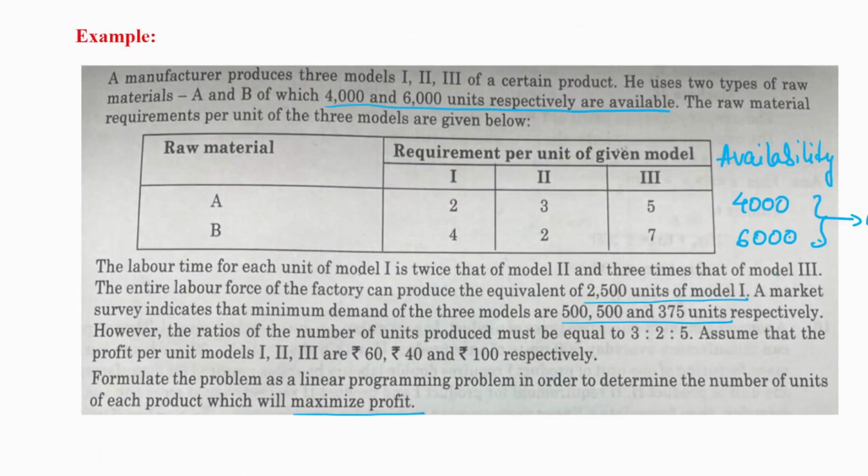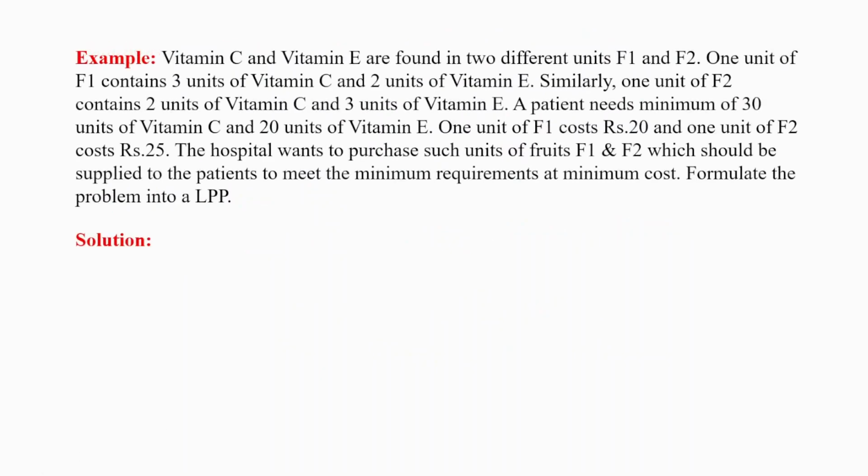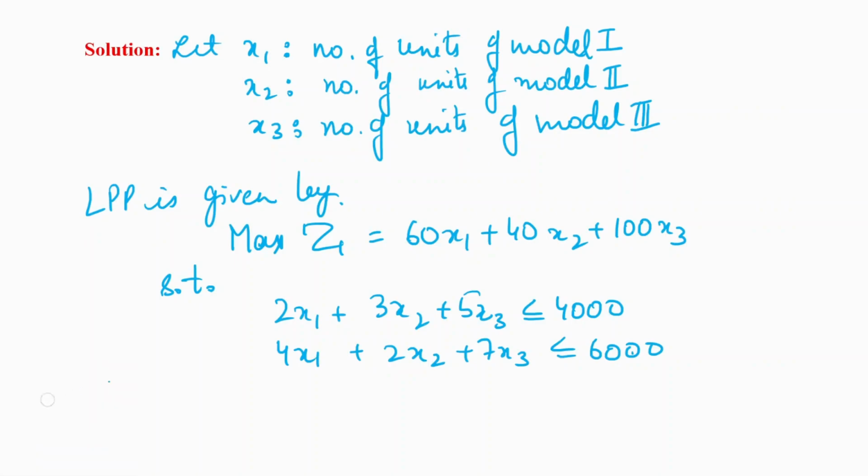Now we talk about the labor constraint. So it's twice of model 2, 3 times of model 3. So it would be x1 plus 2 times model 2, 3 times model 3, less than or equal to 2500. That's the total capacity of the labor hours that we have.